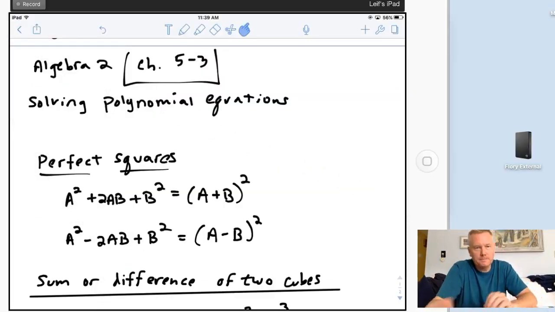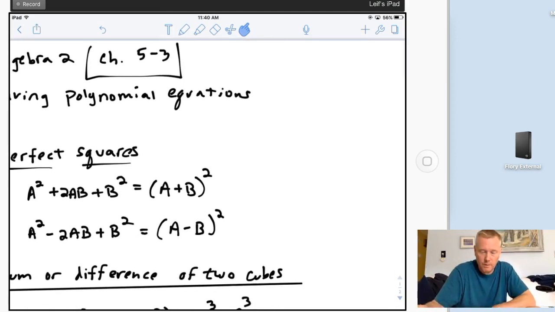Okay, hi there. Today, for Algebra 2, we're going to be covering Chapter 5-3 on solving polynomial equations. So there's a couple formulas that we need to write down and get to know first. The first one is something we've already covered, I believe, perfect squares.